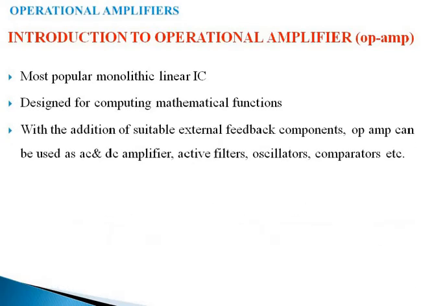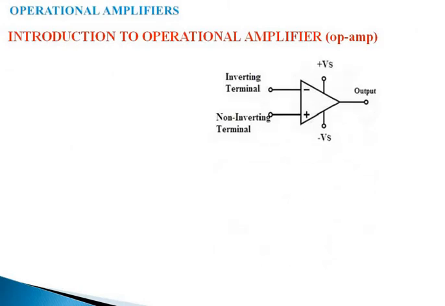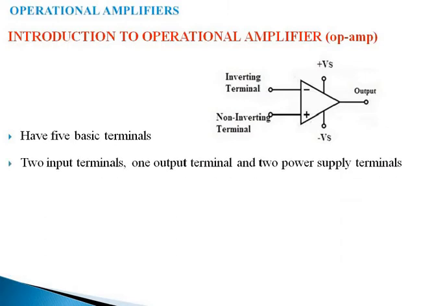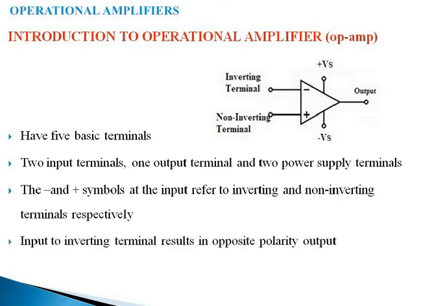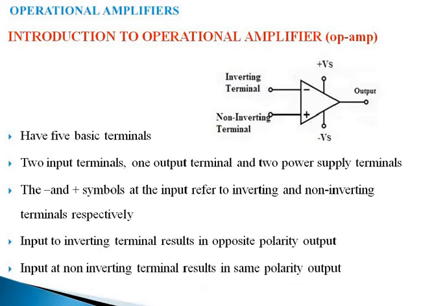With the addition of suitable external feedback components, this op-amp can be used as AC and DC amplifier, active filters, oscillators, comparators, etc. This is a symbol of op-amp. It has 5 basic terminals: 2 input terminals, 1 output terminal and 2 power supply terminals. The input terminals are denoted as minus and plus. The negative is the inverting terminal and positive is the non-inverting terminal. Input to the inverting terminal results in opposite polarity output and input to the non-inverting terminal results in same polarity output.